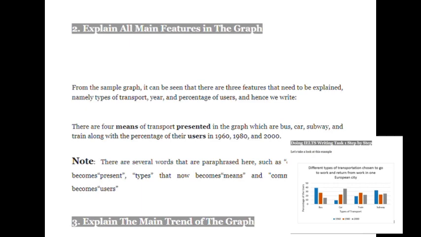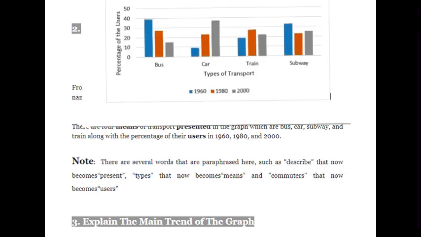Then for the introduction, after the introductory line, you need to explain all the main features in the graph. For example, from the sample graph, it can be seen that there are three features that need to be explained, namely types of transport and percentage of users, and hence we write: there are four means of transport presented in the graph, which are bus, car, subway, and train, along with the percentage of their users in 1960, 1980, and 2000. Several words are paraphrased here, such as describe becoming present, types becoming means, and commuters becoming users.